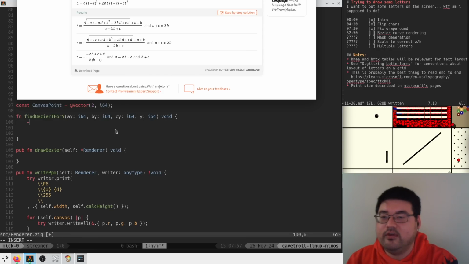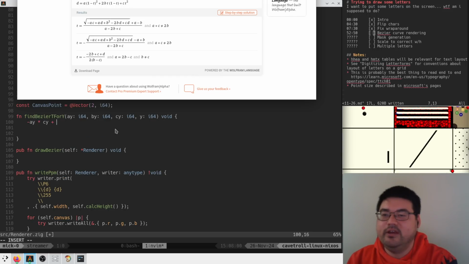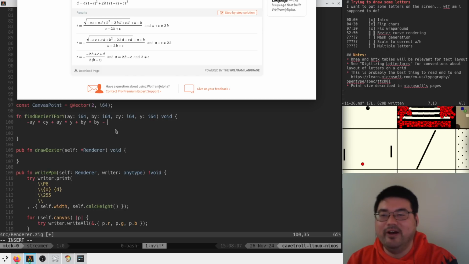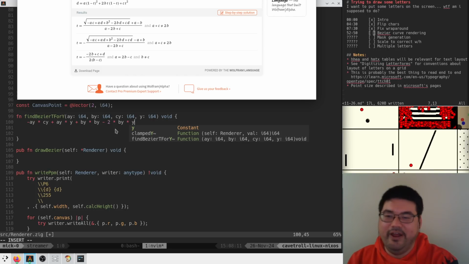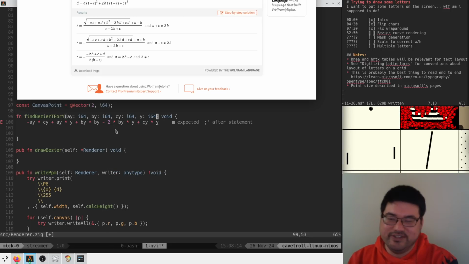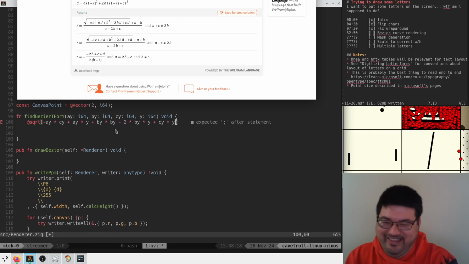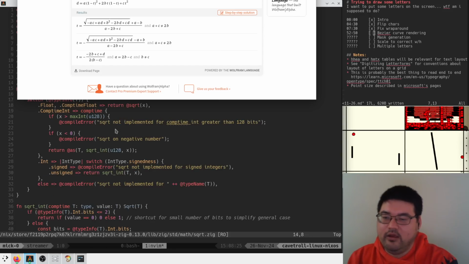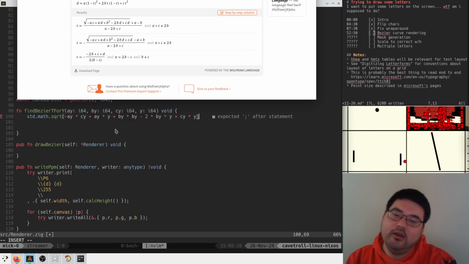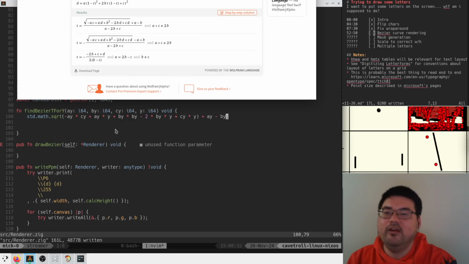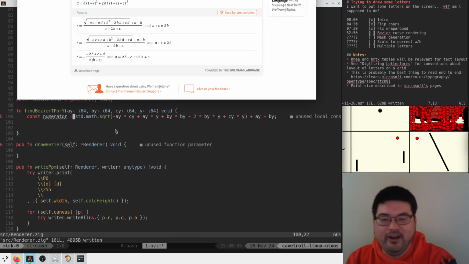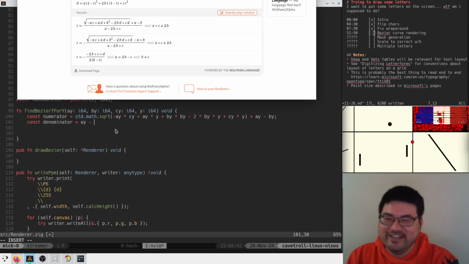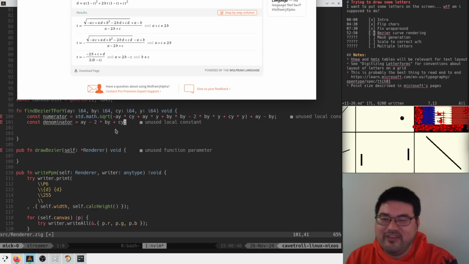And we'll just say negative AY times CY plus AY times Y plus BY times BY minus 2 times BY times Y plus CY times Y, because D is Y in this above. This is all square rooted. I think we have stood math sqrt, because integer square root is implemented differently. And then we say plus AY minus BY. Okay. This is the numerator. Denominator is AY minus 2 times BY plus CY. And then we return.